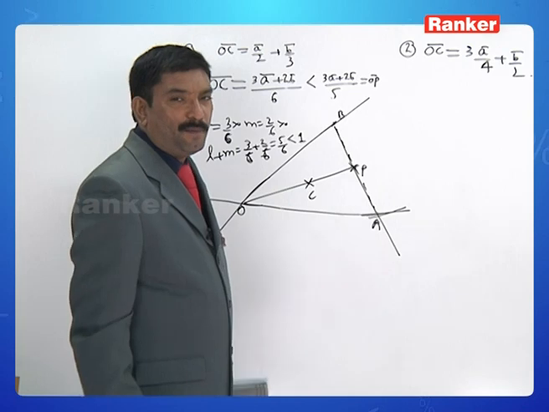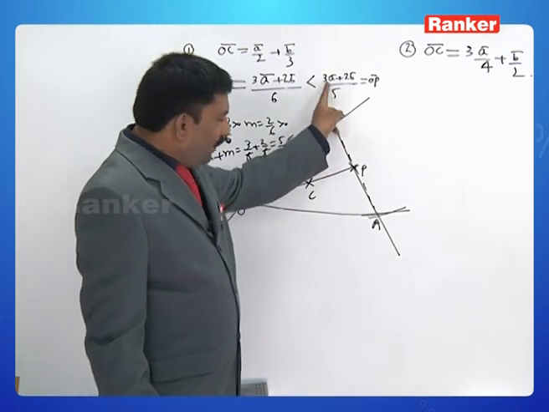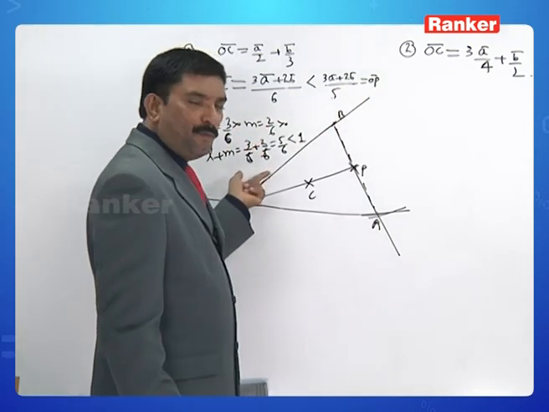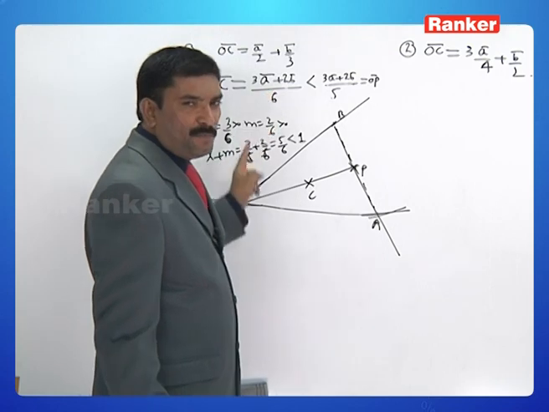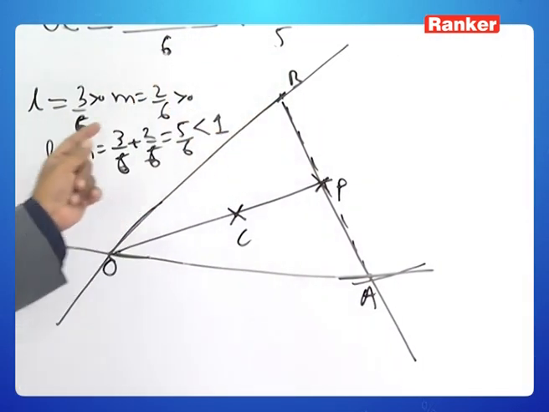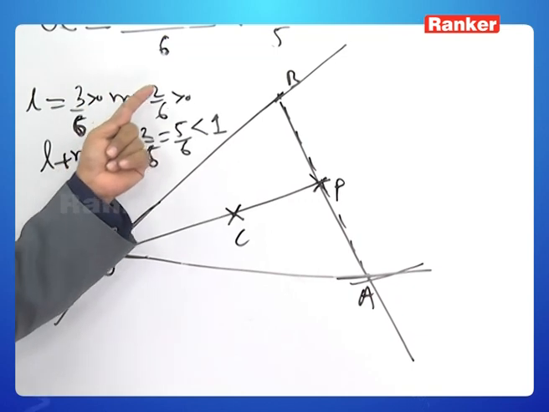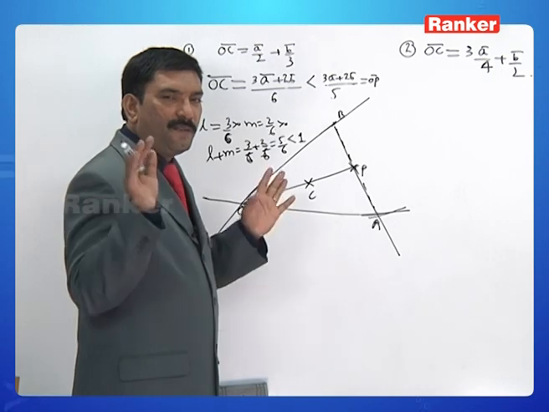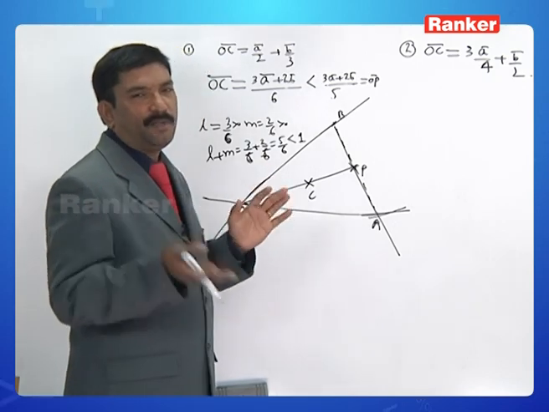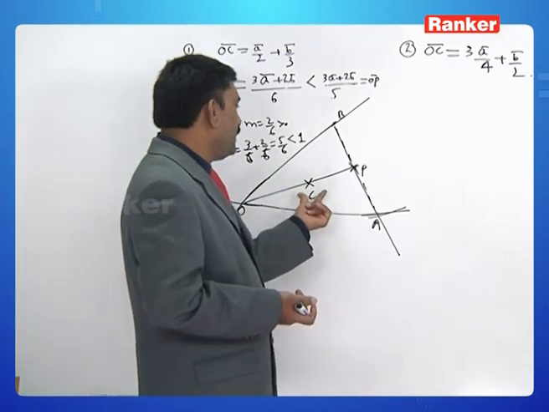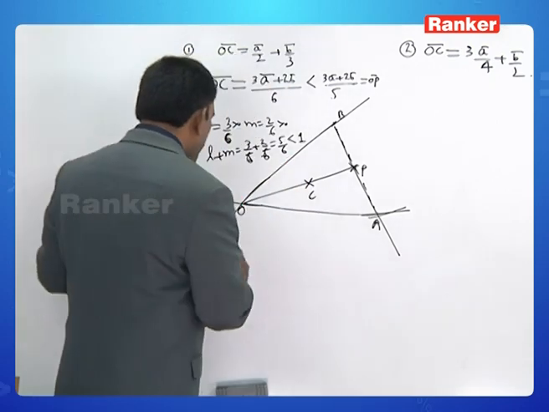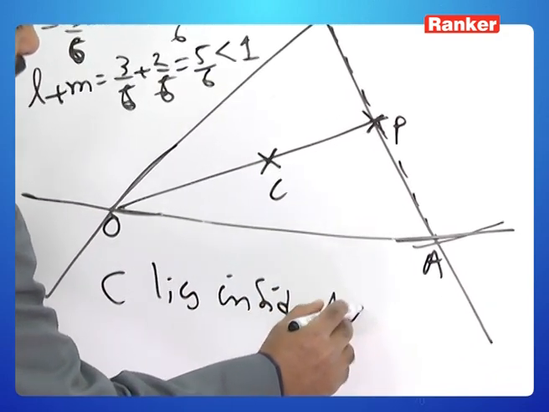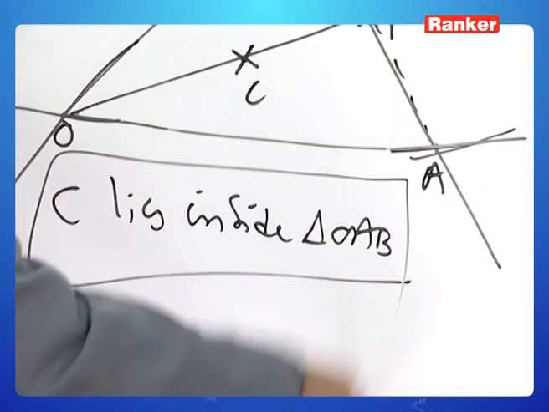First option is applicable. This is only to say where it lies in comparison with this point; we can analyze the position of this point. You are not supposed to take 3 by 5. You are supposed to take L is equal to 3 by 6, M is equal to 2 by 6, so L plus M is less than 1. L greater than 0, M greater than 0, L plus M less than 1. Go to the first case. Then C lies in the triangle OAB. So therefore, C lies inside triangle OAB. This is the first option.